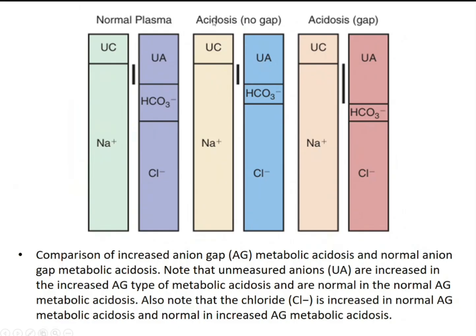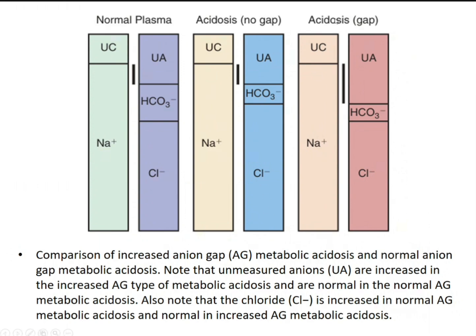So this image here will show you. This is normal plasma. Look at this: you have unmeasured cations and sodium. You have unmeasured anions, bicarb and chloride. So this is how the fraction is normally. In acidosis with no anion gap increase, you have again the unmeasured cation same, sodium is same, unmeasured anion is also similar. Bicarb has contracted, there's an increase in chloride. So when you have normal gap acidosis, your chloride levels tend to increase.